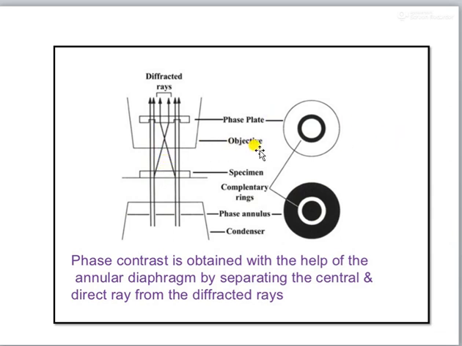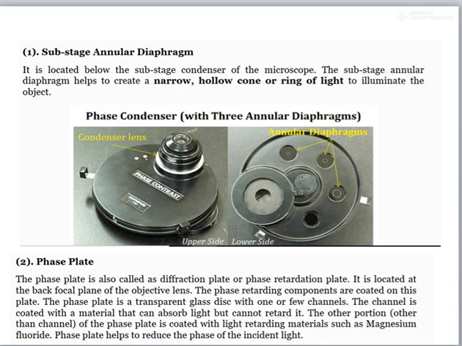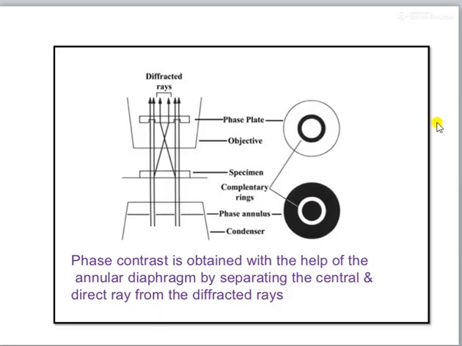And the phase plate, as we had mentioned over here, is coated with a light retarding material. What is that? Do you remember that? That is magnesium fluoride. So the phase plate is coated with magnesium fluoride, so that the light which is passing from this specimen will get retarded to some extent.